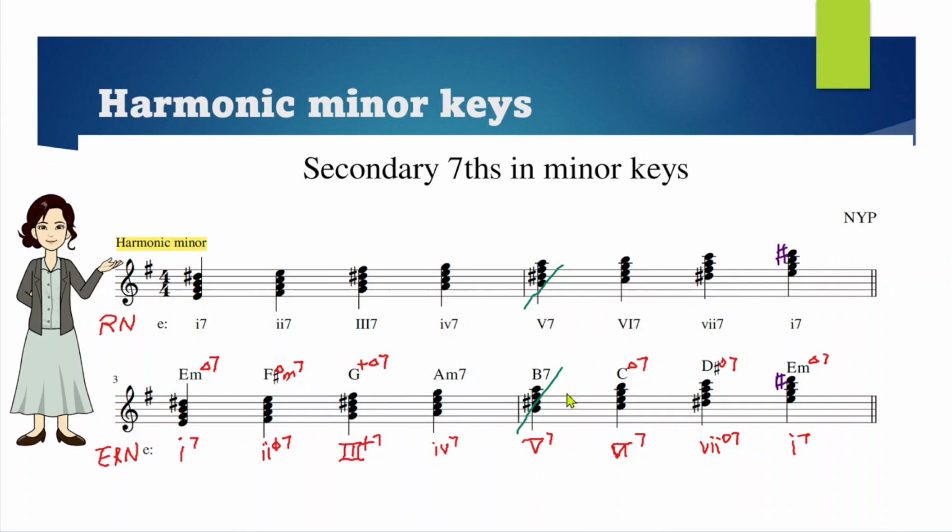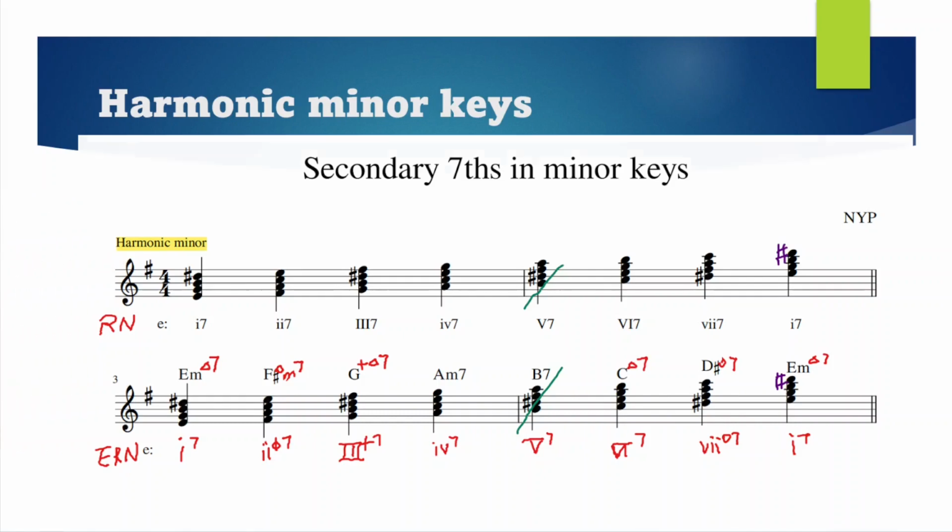The dominant 7, we cross it out because dominant 7 chord does not belong to secondary 7s. VI 7 is a C major 7 quality. And the final one is a full diminished D sharp diminished 7 chord.